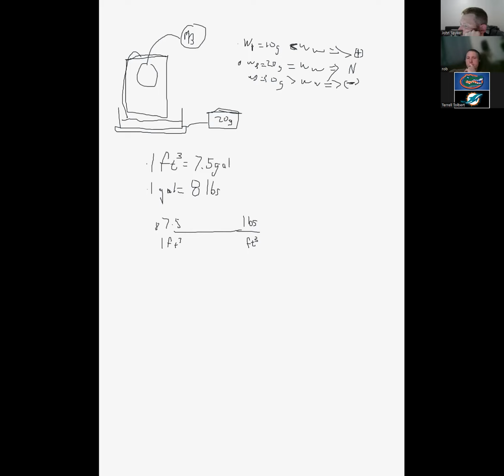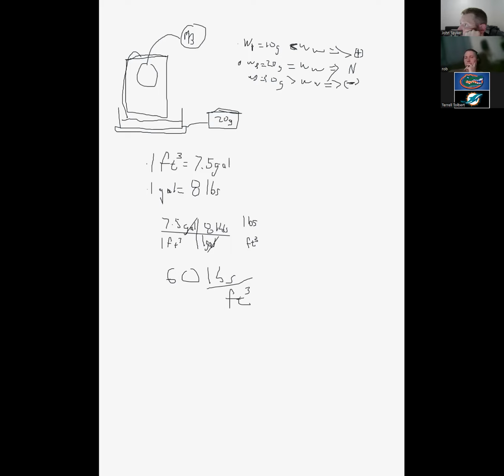7.5 gallons, and then we'll do 1 gallon is 8 pounds. All right, if we look at some unit analysis here, we'll see that we'll be left with pounds per cubic feet. So we have 7.5 times 8, and that was, what did we say, 60 something. Rob, what did you come up with when you did the math? 60. 60 pounds per cubic feet.